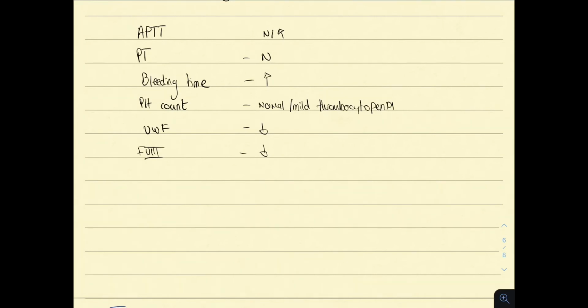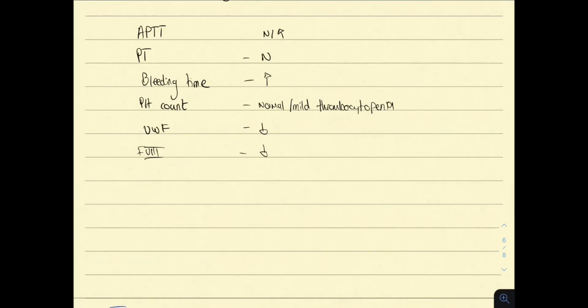The PT would be normal. This is because the intrinsic pathway remains intact. The bleeding time would be increased due to poor platelet adhesion. Again, there is no von Willebrand factor to allow platelet adhesion to the damaged endothelium. Platelets can be normal or mildly low.